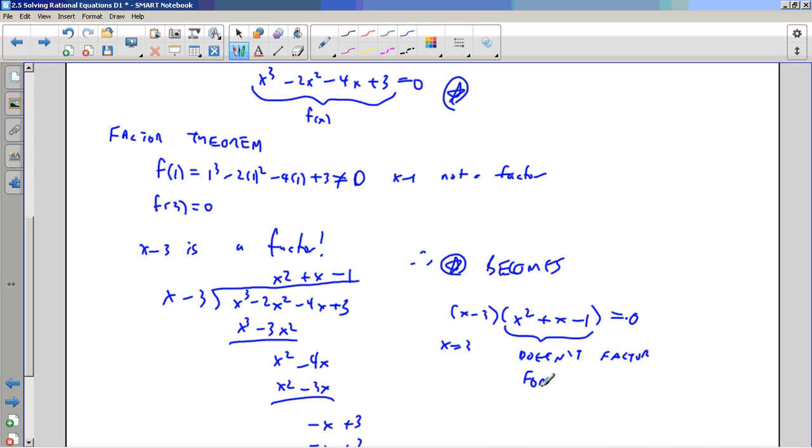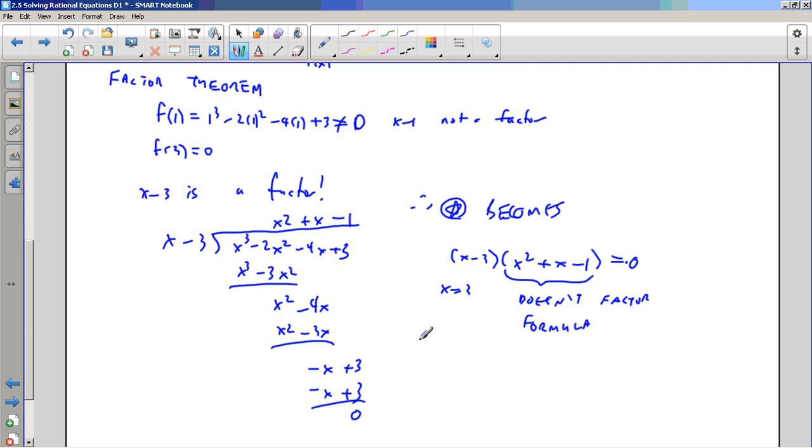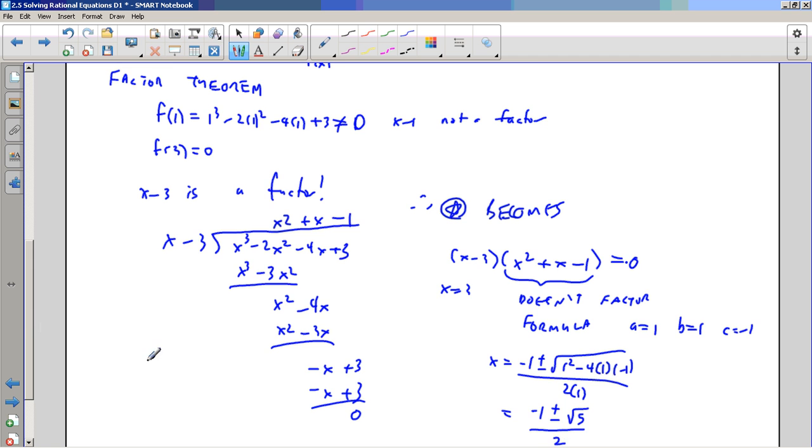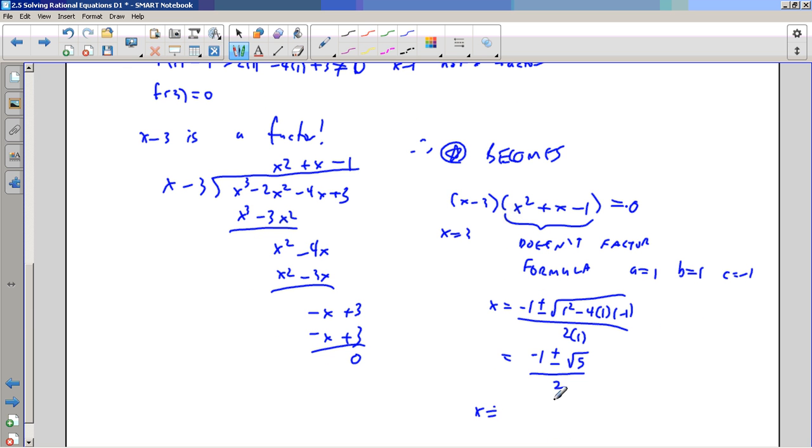I'm going to use the formula. Use the formula with a is 1, b is 1, c is minus 1, and I get negative 1 plus or minus the square root of 1 squared minus 4 times 1 times minus 1, over 2 times 1, is negative 1 plus or minus square root of 5 over 2, which is about, if you bash that into a calculator, remember you got brackets there, two solutions, x is about 0.62, and x is about negative 1.62.